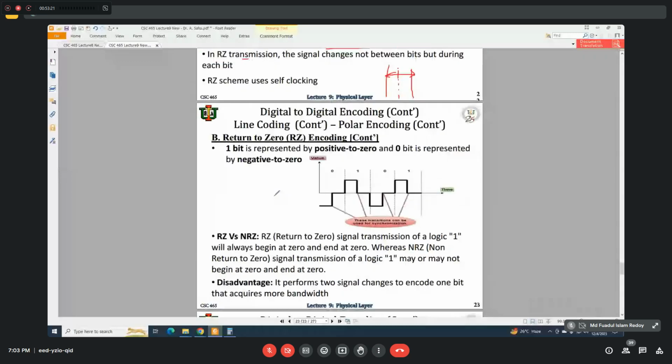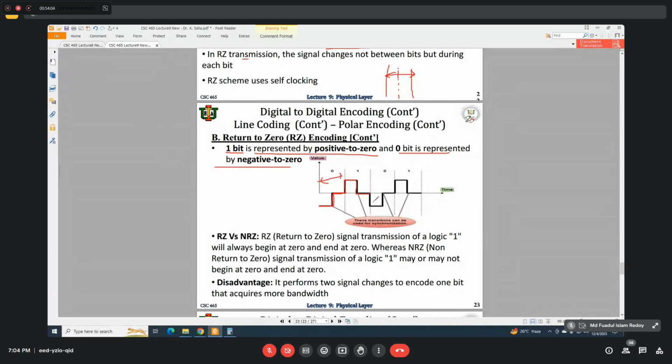So with return to zero, a 1 bit is represented by positive to zero, and a 0 bit is represented by negative to zero. If it is 0, then it goes negative, and halfway through you come to the neutral state, zero. So you are returning to zero after half of the period. The next bit is 1, which is positive to zero. You move from positive and halfway you come to the resting state. Return to zero.